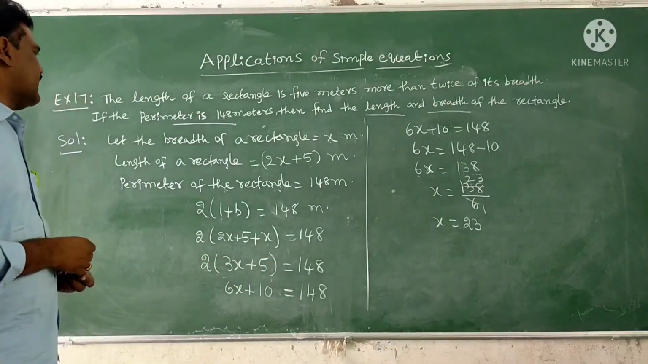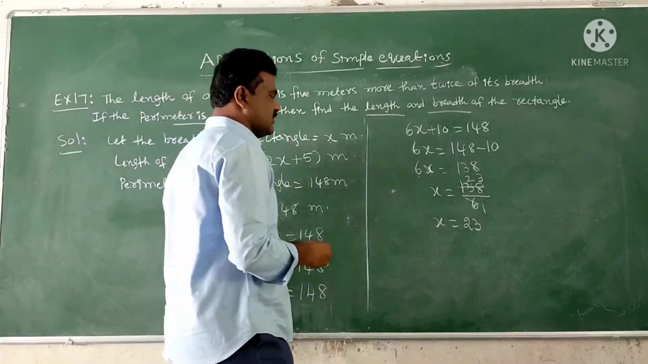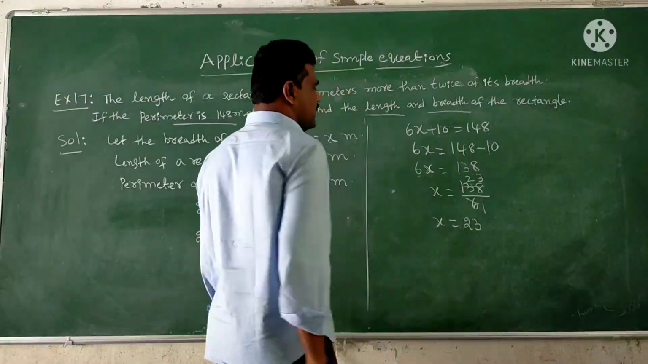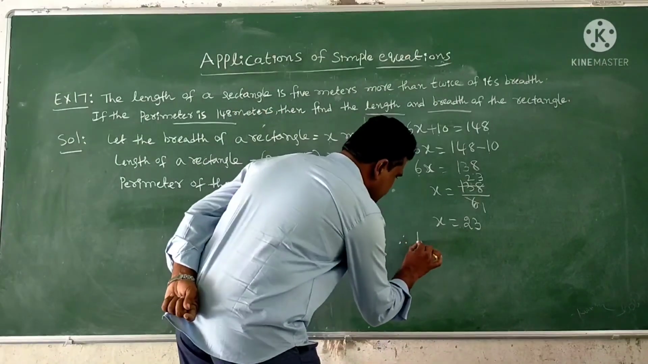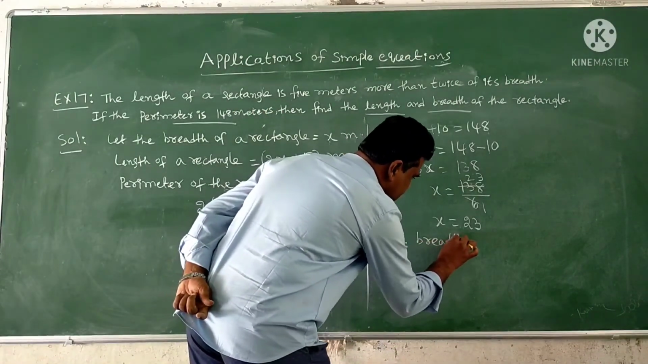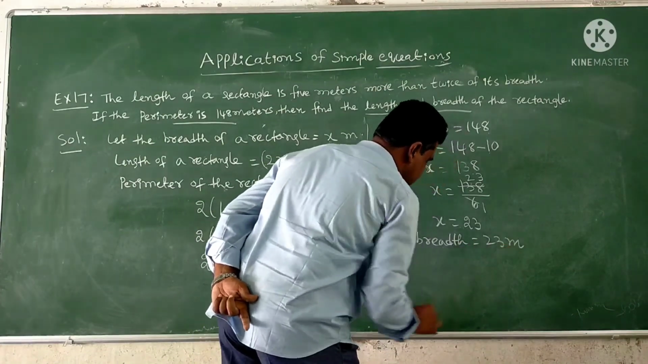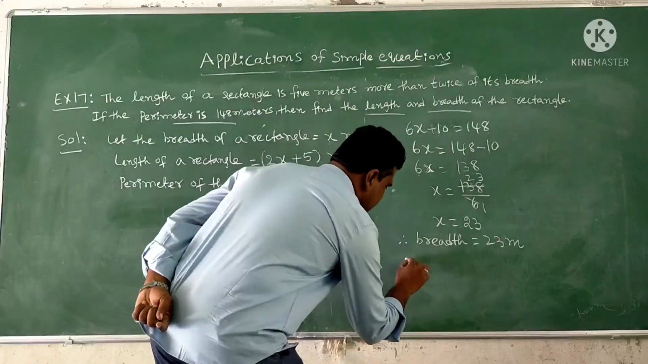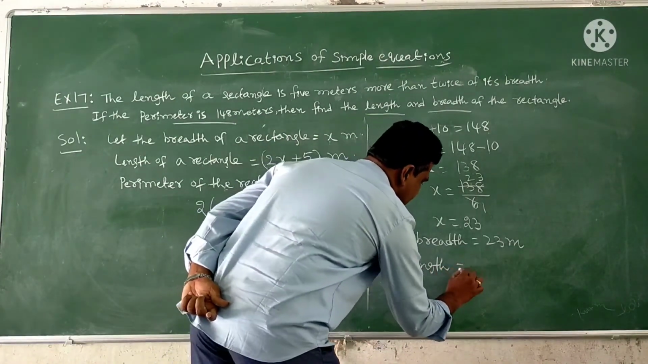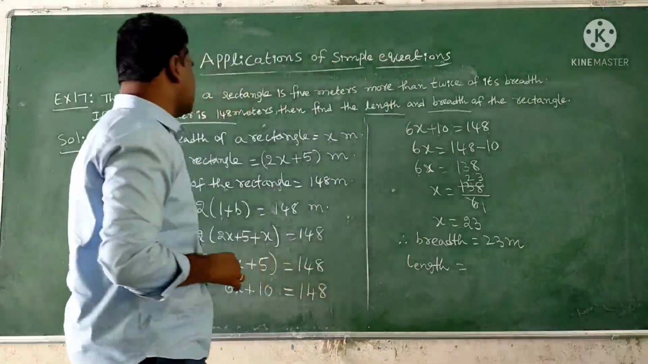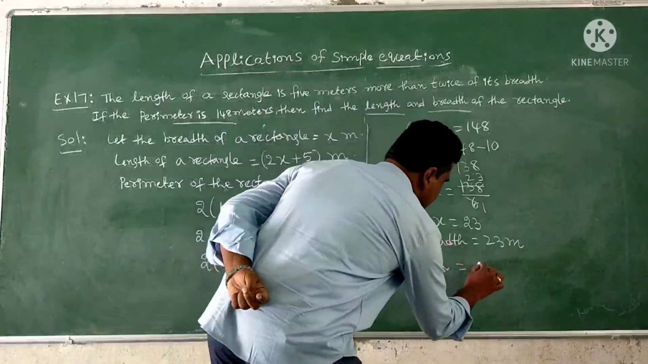What is x? X means the breadth of the rectangle. X is equal to 23 is the breadth of the rectangle. Therefore, the breadth of the rectangle is equal to 23 meters. Then the length of the rectangle. What is the length? 2x plus 5 meters.